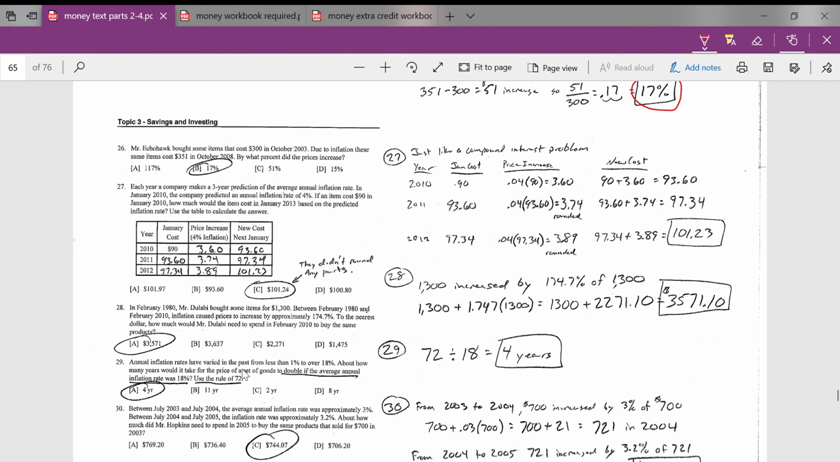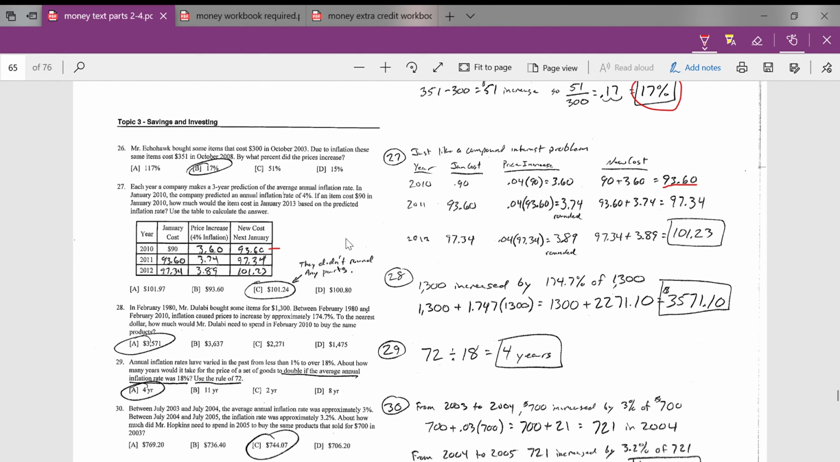So if we look at this problem, it is like a compound interest problem because each year you're going to start with a new amount. Okay, so in 2010 it starts with 90. The inflation rate is 4%. So here's the work. Okay, start with $90. 4% of 90 is $3.60. I add that to the original 90. So at the end of year one, we end with $93.60, which I put right here.